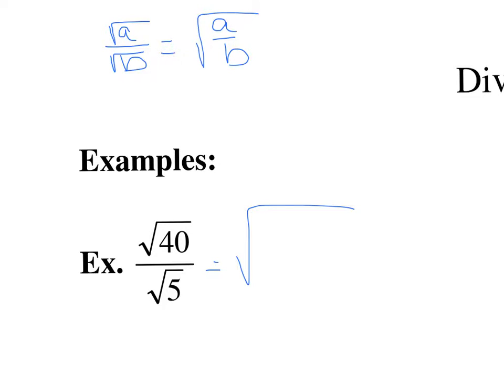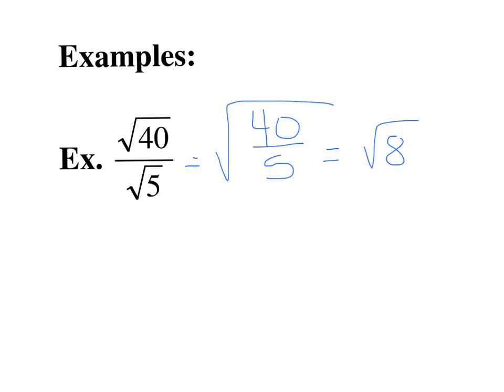I'm going to put these back together and write this as 40 divided by 5, which of course is 8. So this turns out to be the square root of 8, which can simplify because 8 is 4 times 2. So this simplifies to make 2 times the square root of 2.